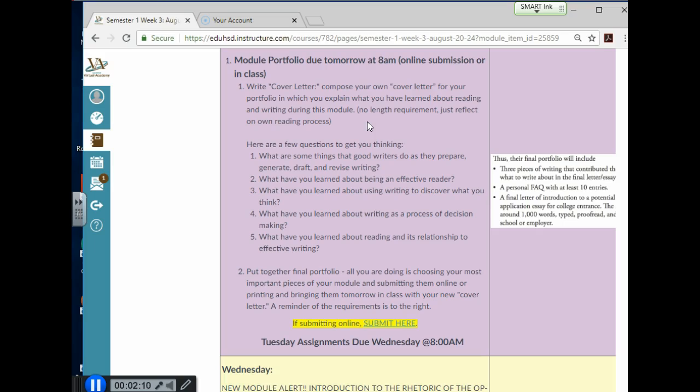Here are a few questions to think about when writing your cover letter. What are some things that good writers do as they prepare? What have you learned about being an effective reader? What have you learned about writing as a process of decision making? What have you learned about reading in its relationship to writing?